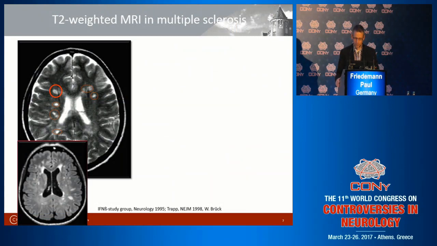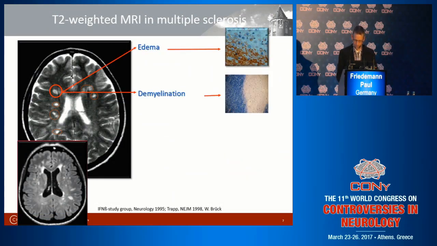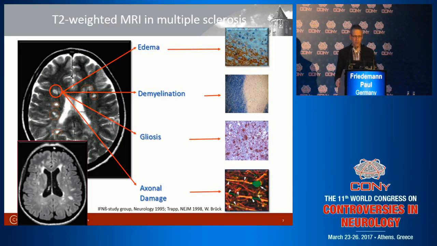Another argument to use OCT is the fact that, as all of you know, T2-weighted MRI, which we use in clinical routine to diagnose and monitor our patients, is highly sensitive to any kind of tissue alteration, be it edema, demyelination, gliosis, axonal damage, and whatever, as shown here with an exemplary T2 periventricular lesion. But the specificity and the relevance to clinical disease activity is very poor, as all of you know.